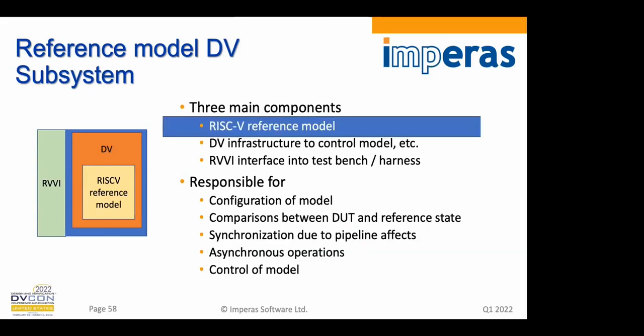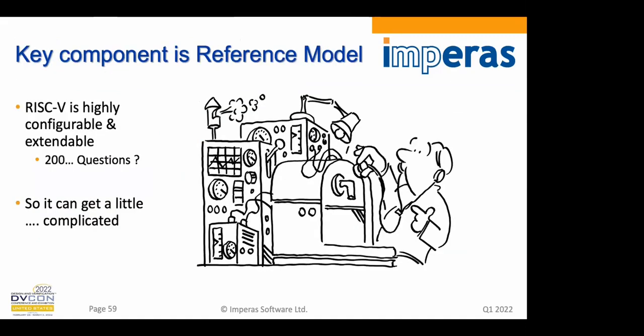So let's drill down now into the reference model a little bit. RISC-V is highly configurable and extendable. And if you just take the standard, and don't extend it with any proprietary extensions, there's hundreds of questions you need to answer and set up, like whether this register has this bit read-only or read-write, and all this has an effect on the reference to get it exactly right. So it can get a little complicated.